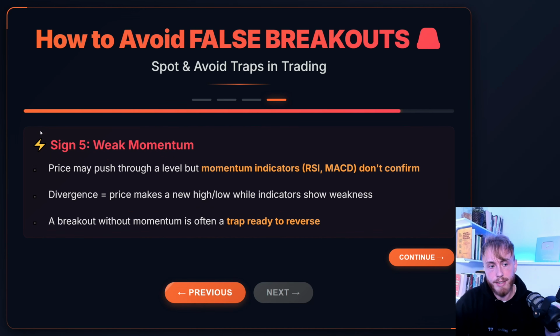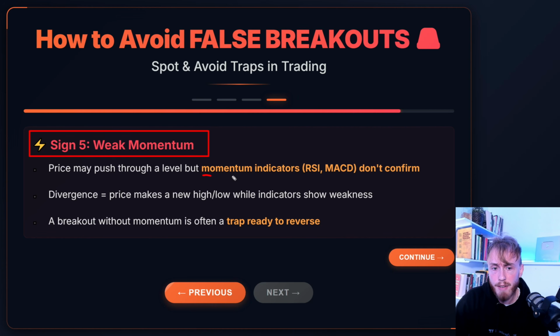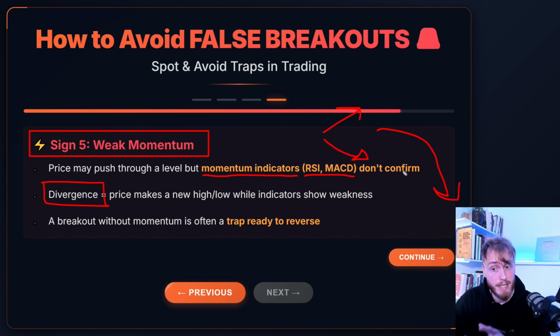Last but not least, and this is a very important sign, is weak momentum. Price might push through a level, but you might have a momentum indicator like the RSI or MACD that doesn't confirm the breakout. One of my favorite ways to use momentum indicators is to look for divergence. This is when the price goes in one direction, but the momentum goes in the opposite direction. This right here is what we call a bearish divergence, which indicates a reversal to the downside.